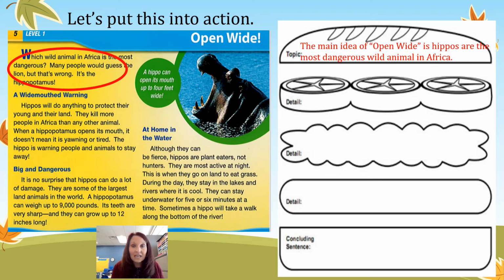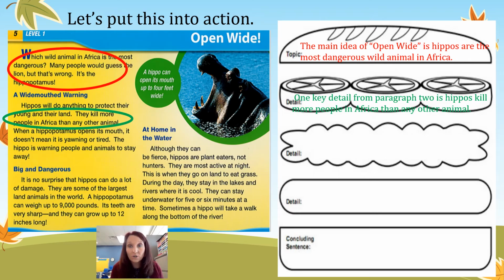So then the next thing I need to do is find details about the main idea. I need to find details about why hippos are the most dangerous animal in Africa. So the first one is that they kill more people in Africa than any other animal. So the way I structured that sentence is one key detail from paragraph 2 is hippos kill more people in Africa than any other animal. Okay, that tells us more about why hippos are dangerous.